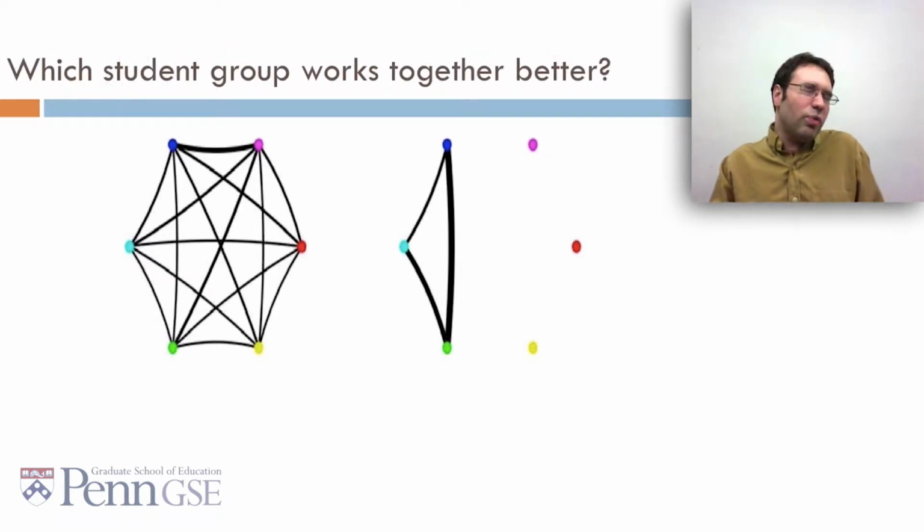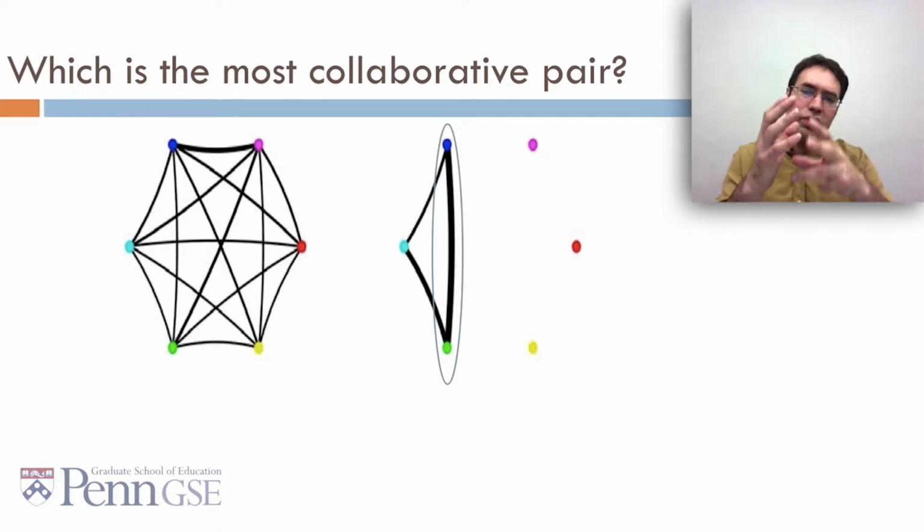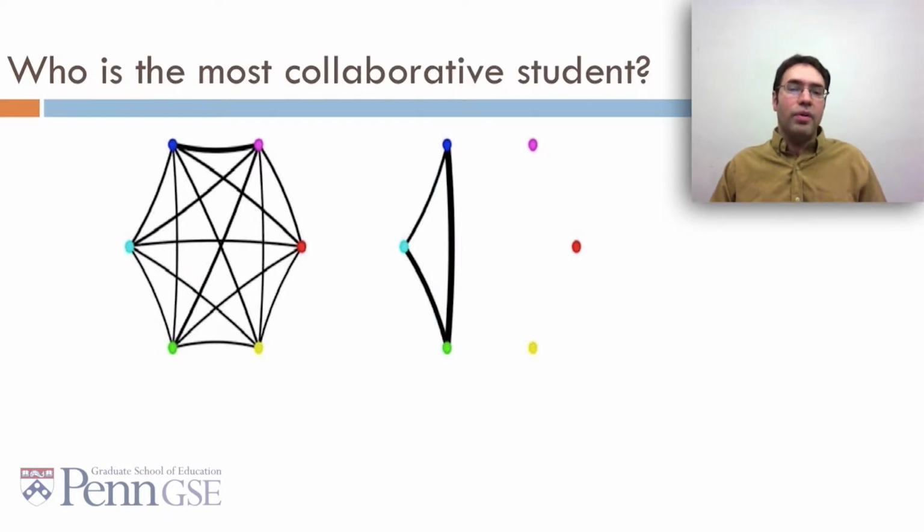So which student group works together better? Well, I said one does, and you can kind of tell which one is working together. Which is the most collaborative pair of students? Well, it's a little hard to tell, but probably it's actually this blue to green one on the sparser graph. Who's the most collaborative student? That's also a little hard to tell. But probably in this case, it's the pink one. The pink one talks to everybody in his or her group and has relatively strong ties with everybody except for yellow.